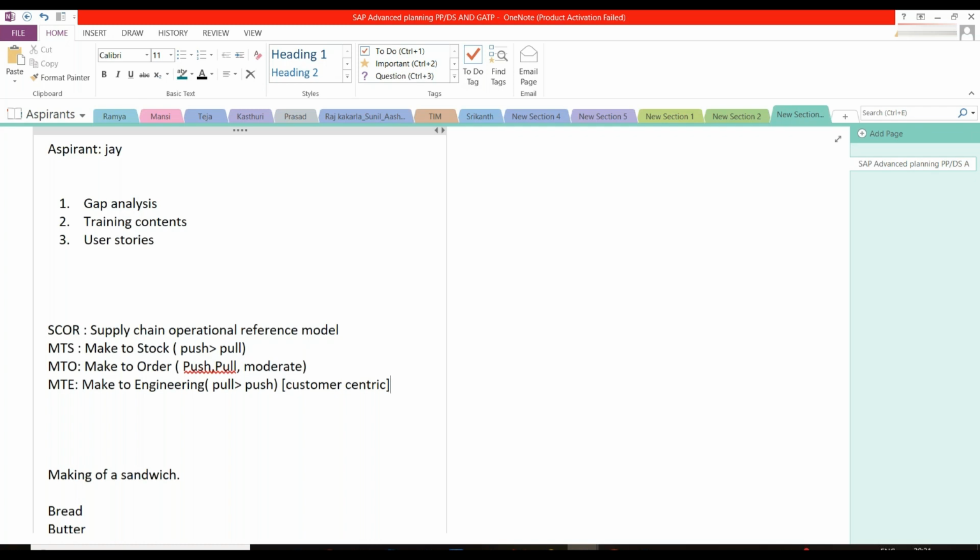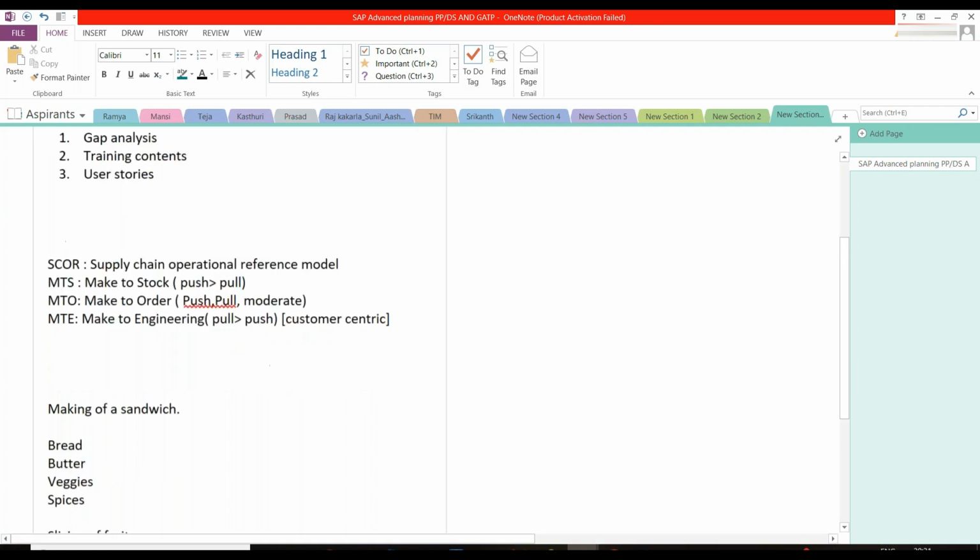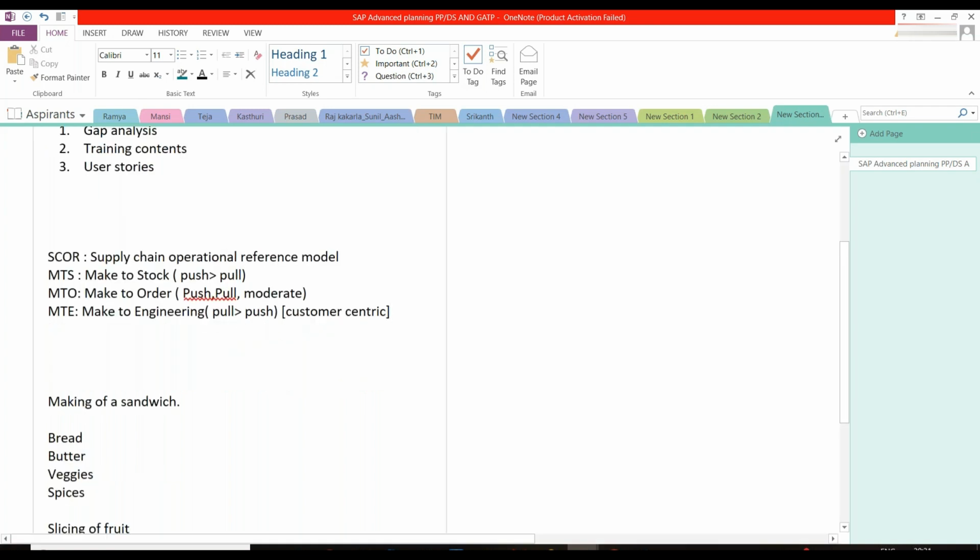Let me rephrase. What I understand is, in case of make to order, the level of customer centricity is limited, wherein the push process is applicable to some extent, whereas pull is applicable to a very small segment. Whereas in case of make to engineering, the majority of the process is around pull processes rather than push processes. Correct, exactly.